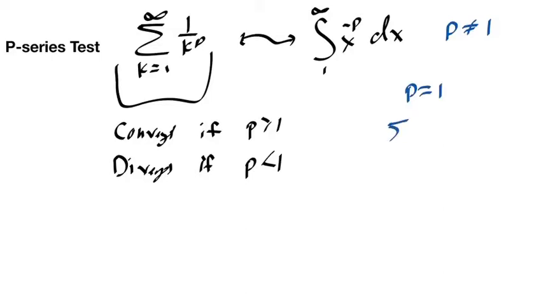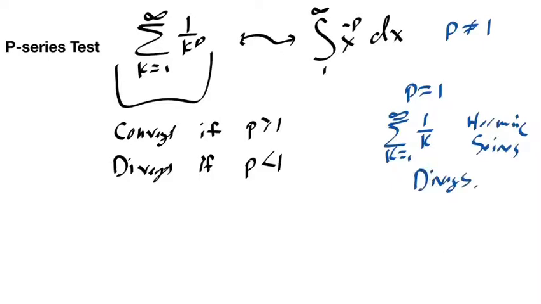Well, if p is equal to 1, then we're dealing with the sum as k goes from 1 to infinity of 1 over k, which is the harmonic series that we saw earlier. And we already know that the harmonic series diverges. So that means we put an equal sign here on the diverge side. So if it's equal to 1, it diverges.